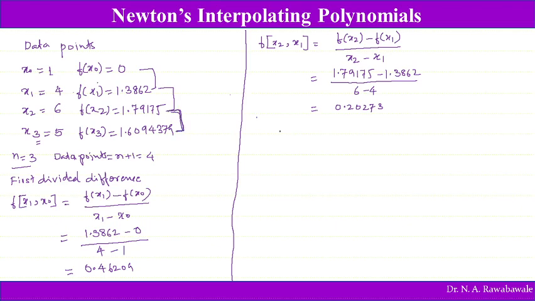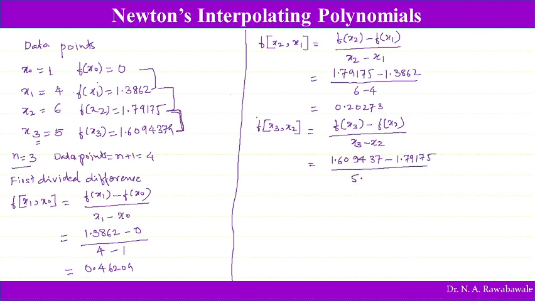Then again between these two points we want to find out first divided difference, that is x2 and x3. So f of x3 comma x2. First divided difference for this is f of x3 minus f of x2 whole divided by x3 minus x2. F of x3 is 1.609437 minus f of x2 is 1.79175 divided by x3 is 5 minus 6. This is going to be 0.18232. So this is about first divided difference.